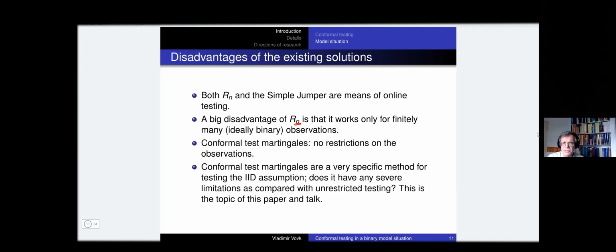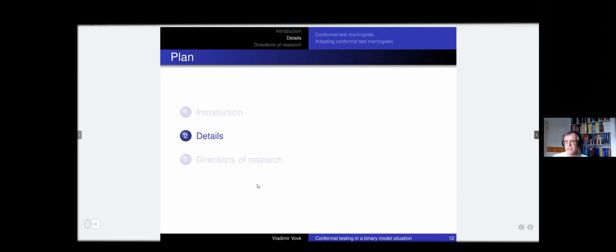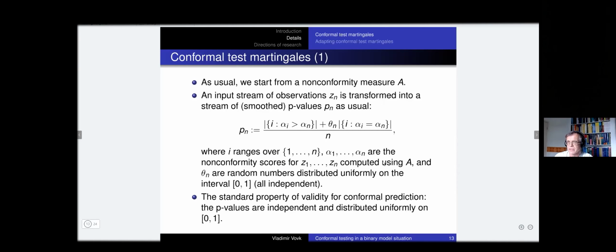But conformal test martingales, they're very, very specific. I will define them in a minute. So my main question is whether this method imposes any limitations. Maybe it's a straitjacket imposed on us, and we can't detect lack of exchangeability properly. So now let me tell you the idea of conformal test martingales.